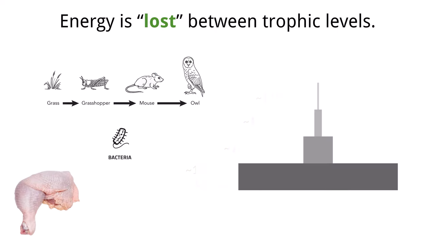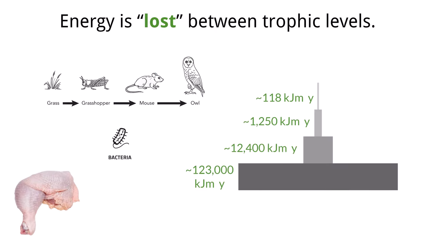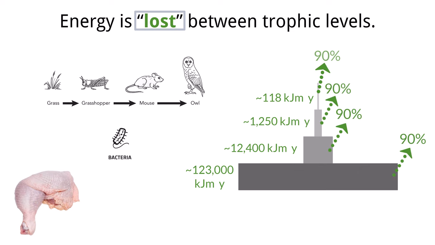Let's keep the numbers from the previous slide and talk more about energy pyramids. You may have already noticed that from one level to the next, like from the producers to the primary consumers, there is a large amount of energy being lost. And this is probably one of the most important concepts to understand about ecology and food webs: from one trophic level to the next, most of the energy, around 90% of it, is lost.